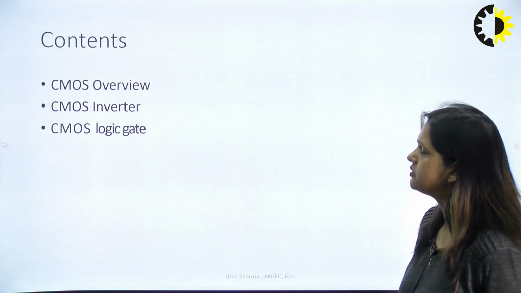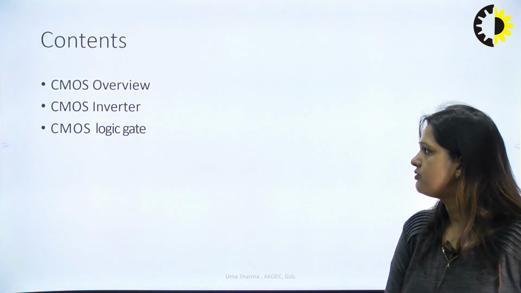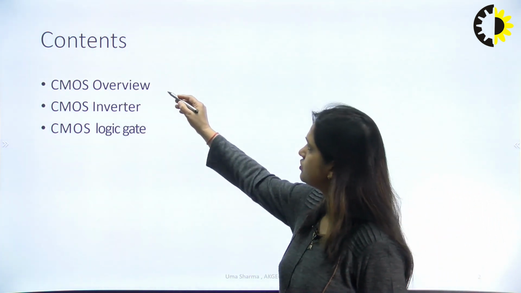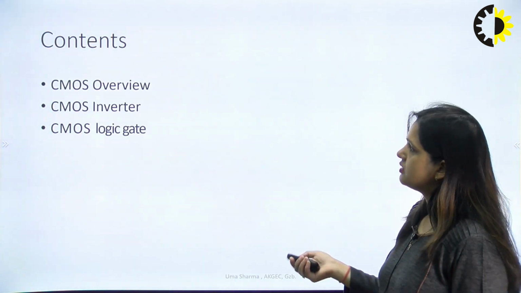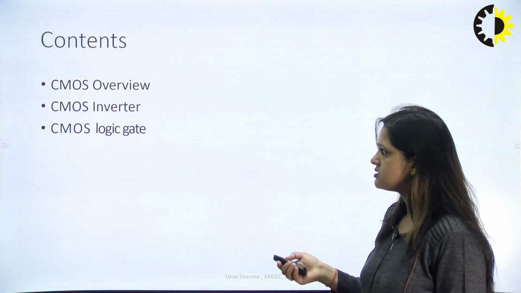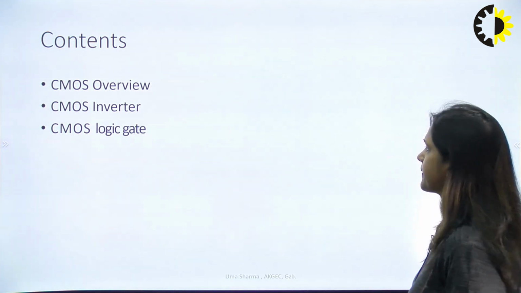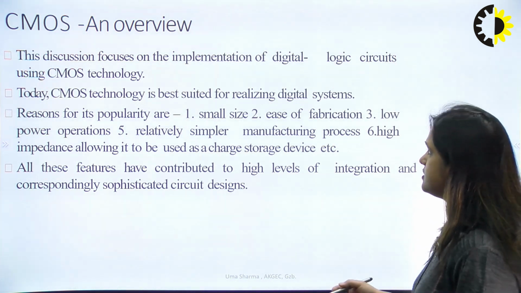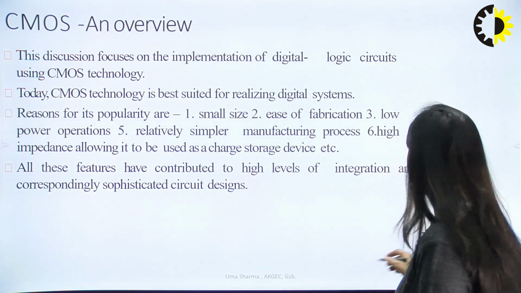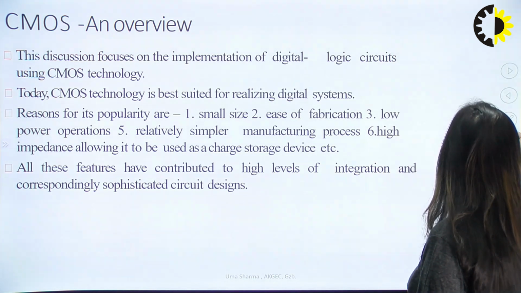These are the contents of this lecture. First, we will discuss the CMOS overview, then the CMOS inverter, then the CMOS logic gate. So, CMOS is basically a complementary MOS transistor.